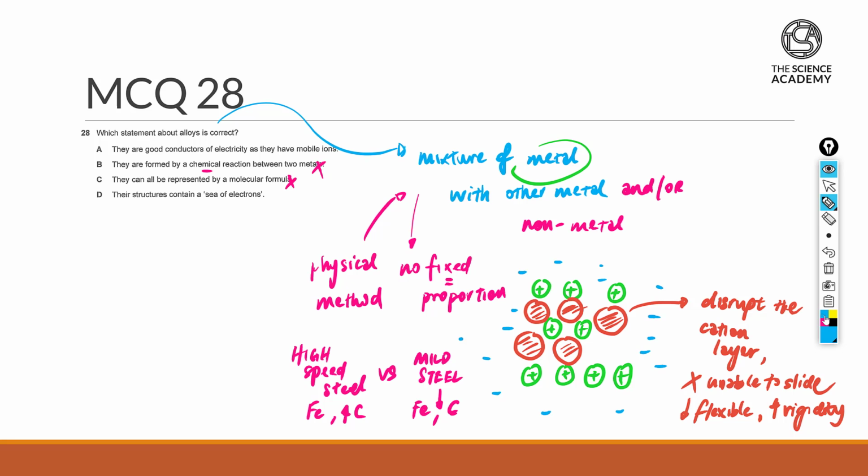So going back to the option itself, from the summary of different kinds of steel, they are good conductors of electricity because they have mobile ions. This is incorrect. It has to be due to the sea of mobile electrons as charge carriers. So D would have been the answer because their structure contains the sea of electrons courtesy of the initial metal that was used to mix with other elements.